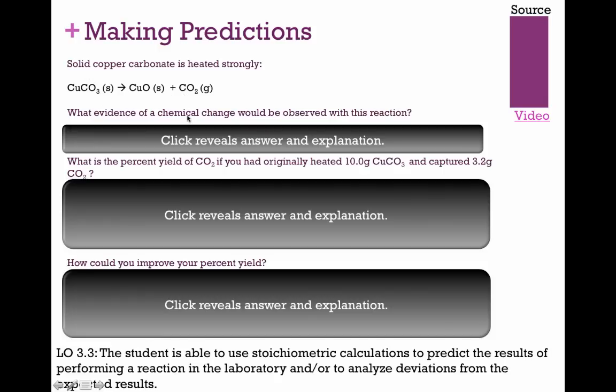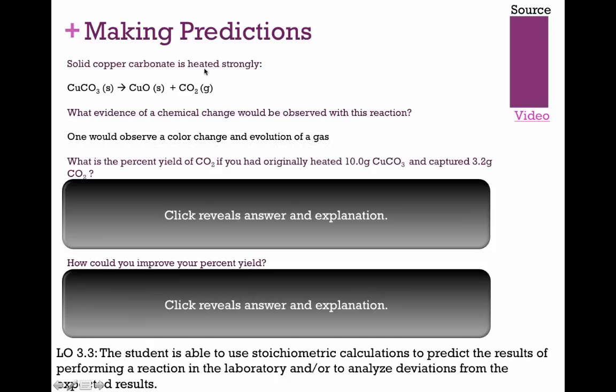And then it asks about evidence of a chemical change. We had talked about the ways that we can tell that a chemical change occurs. In this case, what do you form in this reaction? Gas. Right, so typically we see a gas being produced by looking at the bubbles. And then we also see a color change. In this case, copper 2 oxide is a brown-black color, so we would see that color change.